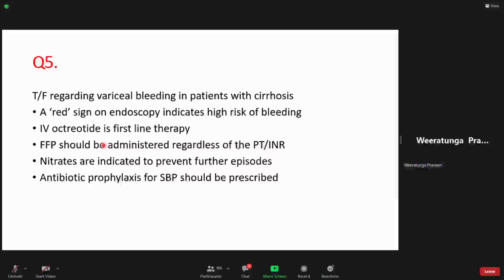Actually, a combination of this is very effective. Endoscopy, ligate and give the beta blocker. That is much more effective. Terlipressin and octreotide are equally effective.